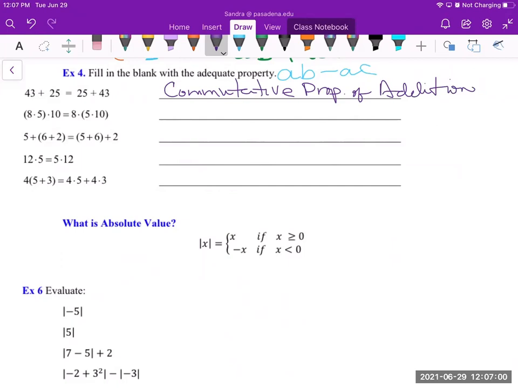Then we have 8 times 5 and then times 10, or 8 times, and then 5 times 10. And you can see that this is the associative property of multiplication. Okay, let me see. 5 plus parentheses 6 plus 2. It's equal to 5 plus 6 and then plus 2. You can see that the numbers did not move, only the grouping changed. So then I can see that this is associative property of addition.